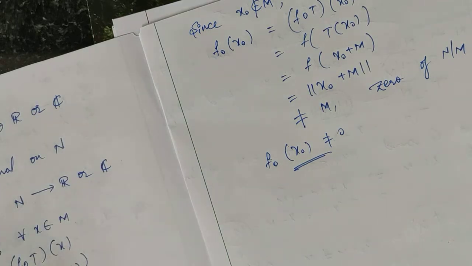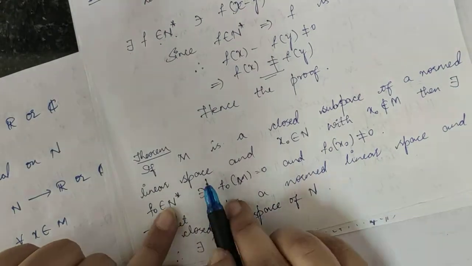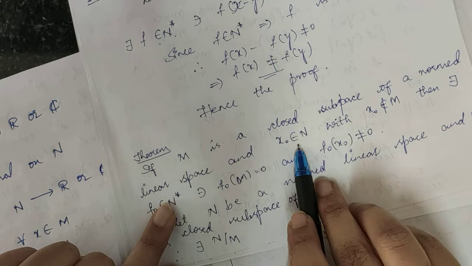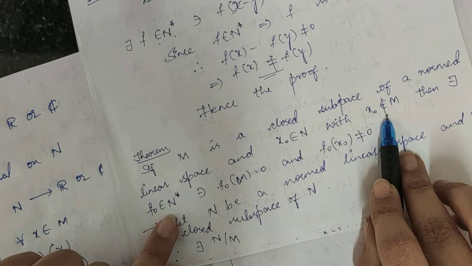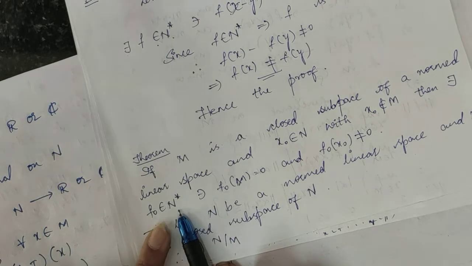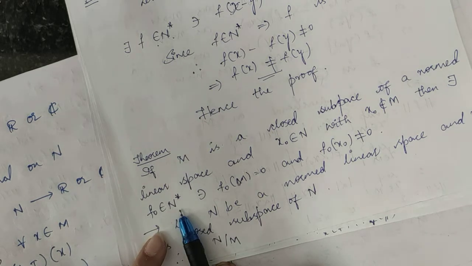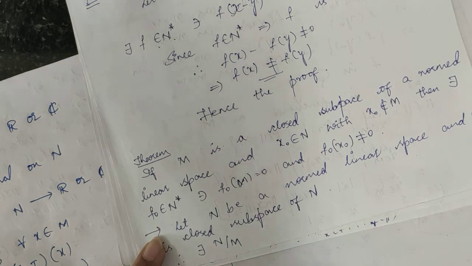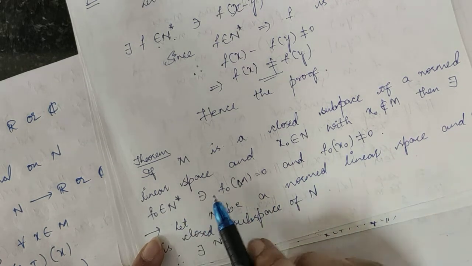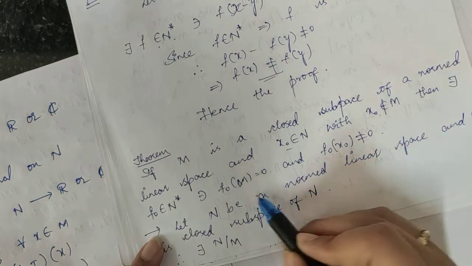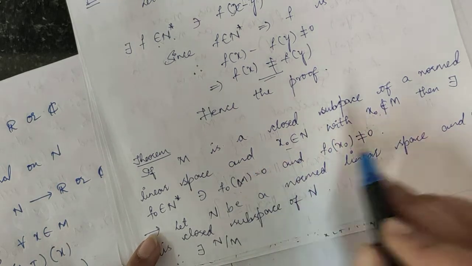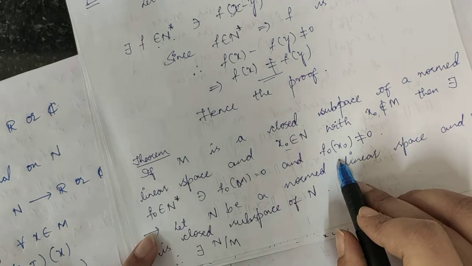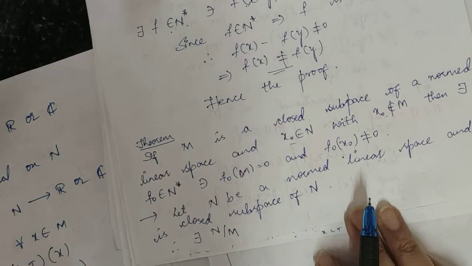So if you observe the statement of the theorem, if M is a closed subspace of a normed linear space and x0 belongs to N with x0 does not belong to M, then there exists f0 belonging to the conjugate space N star. So the conjugate space here is N by M. We have shown that f0 belongs to the conjugate space (N by M) star, such that using these two points we have proved that f0 of M is equal to 0 and f0 of x0 is not equal to 0. Okay, is that clear? This is how we prove this theorem.